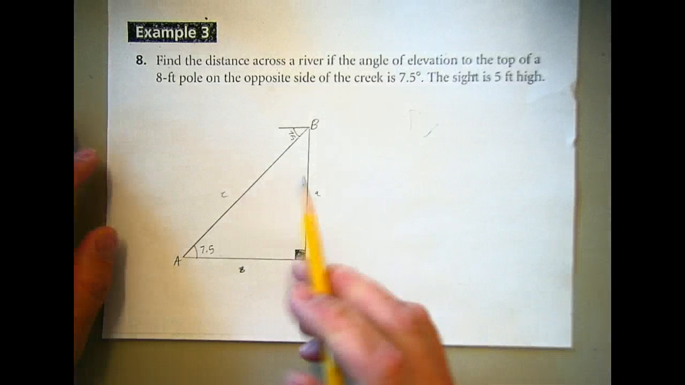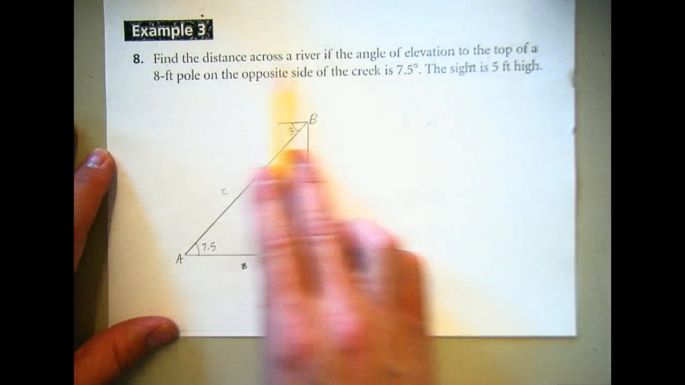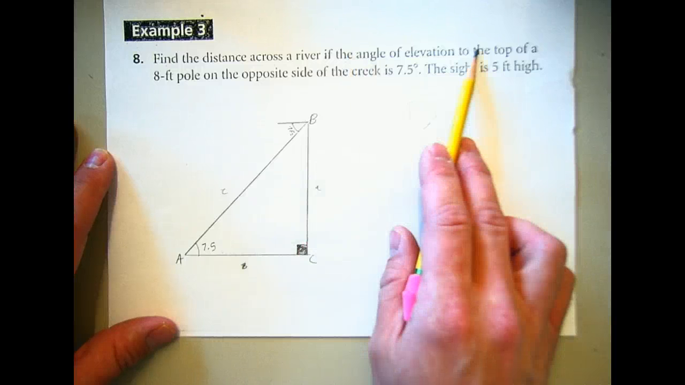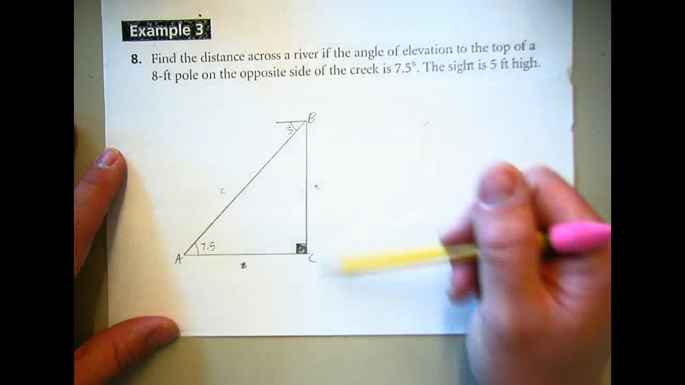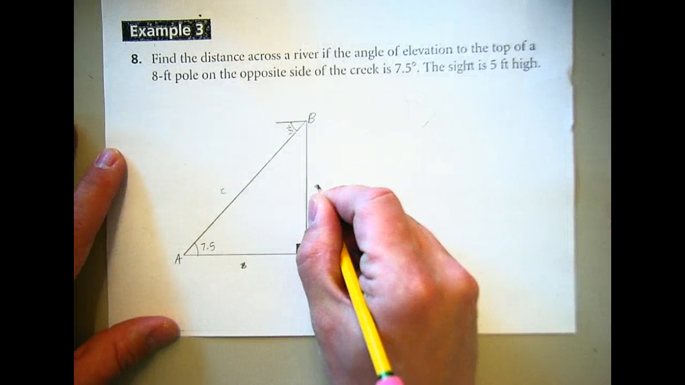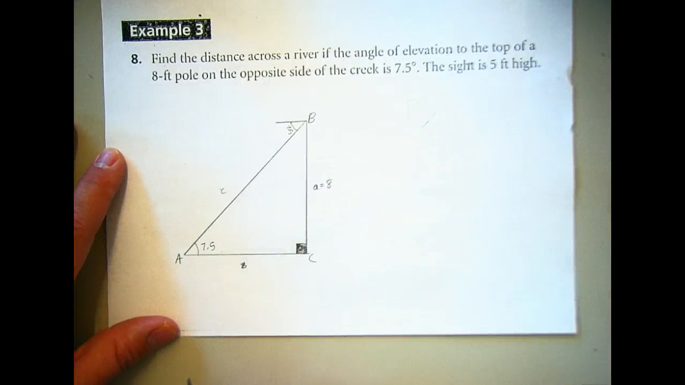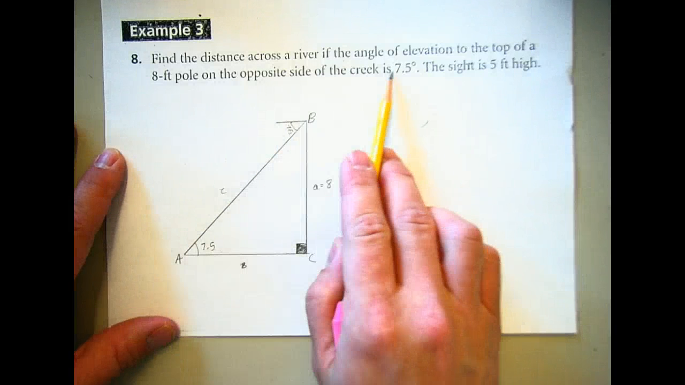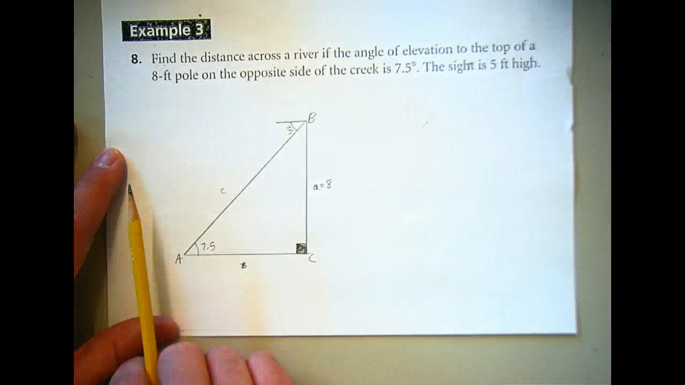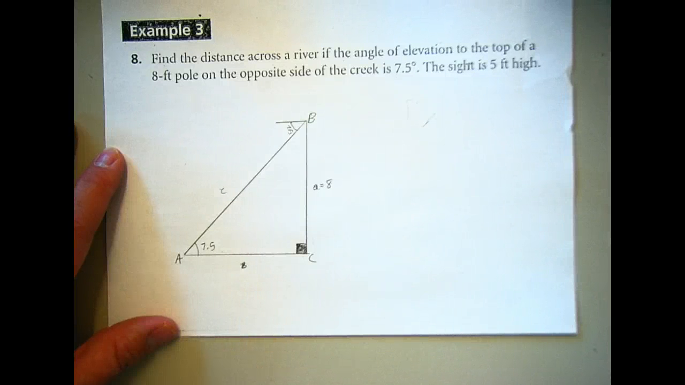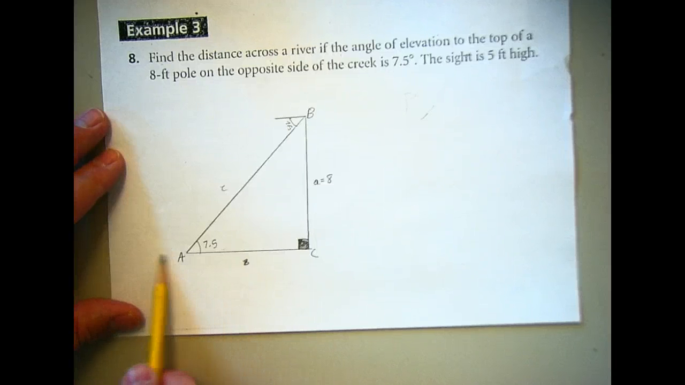We got 7.5, so find the distance across the river if the angle of elevation to the top of an 8-foot pole. So I'm assuming this is your 8-foot pole? Okay, so is this A? It's A. Okay, so A equals 8. On the opposite side of the creek is 7.5 feet. The site height is 5 feet. What's that mean, the site height? It's the site of the height. It's where the angle A starts. It's where your C is. Good. It's from your horizontal.